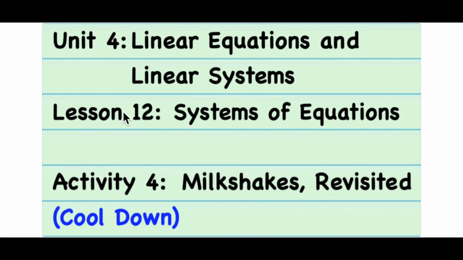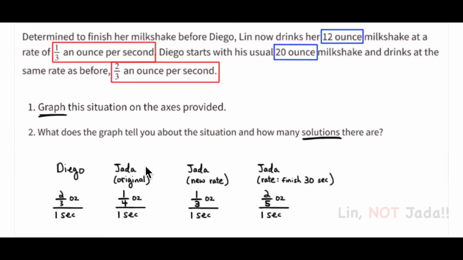This is Unit 4, Lesson 12, and this is Activity 4, Milkshakes Revisited. Now, Activity 1 was about the milkshakes that Diego was drinking and Jada was drinking. So now Jada wants to finish her milkshake faster than Diego, so she's going to speed up a little bit. If you remember in the beginning, she drank her shake at 1/4 of an ounce per second. She's actually going to speed up to 1/3 of an ounce every second.